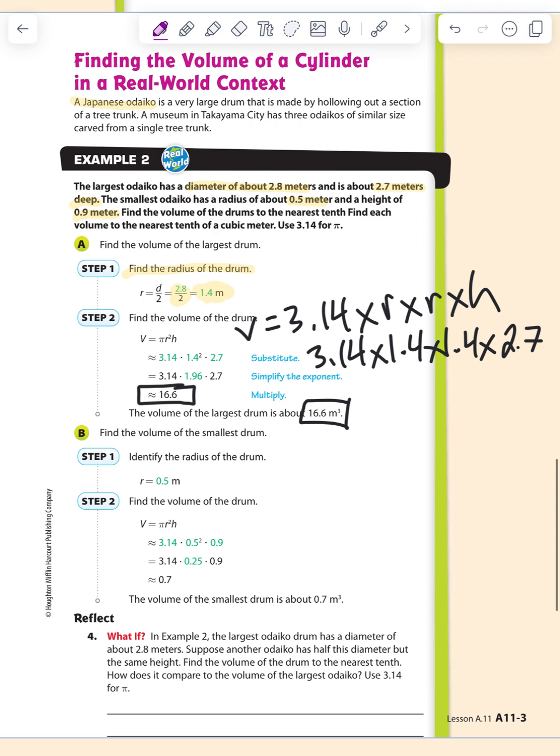All right, the dimensions of the smallest drum, they already gave us the radius, so we just have to plug the numbers it gave us into the formula. So we do 3.14 times 0.5 times 0.5 times 0.9. And notice I'm multiplying pi by 3 numbers less than 1. When we multiply by something less than 1, the product is actually getting smaller. So I know my answer is going to be smaller than pi, which seems weird, but it's right. So hopefully you type that into a calculator and you got 0.7 meters cubed.